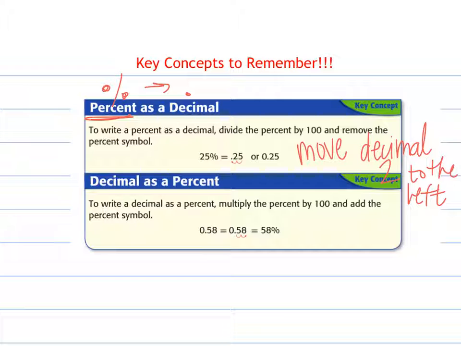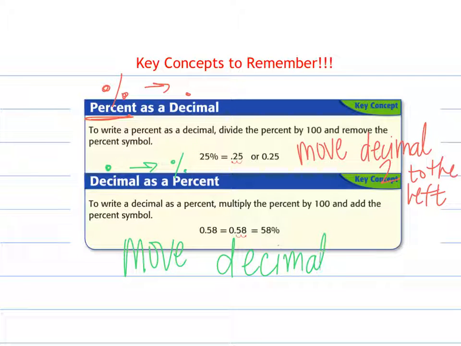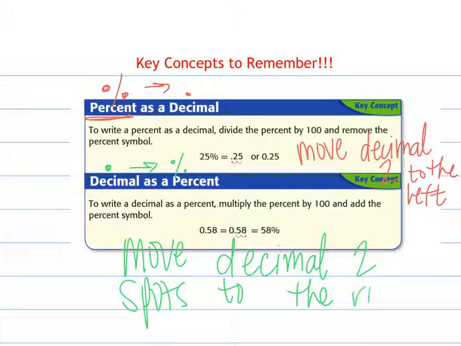If we are going from a decimal to a percent, we are multiplying by 100, which is moving the decimal 2 spots to the right. So it just depends on what you're converting to. You're either moving left or right 2 places.